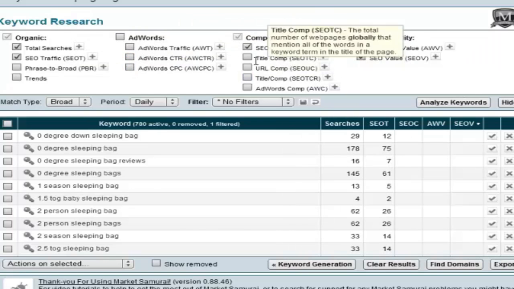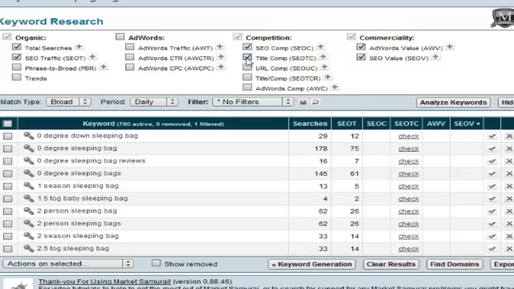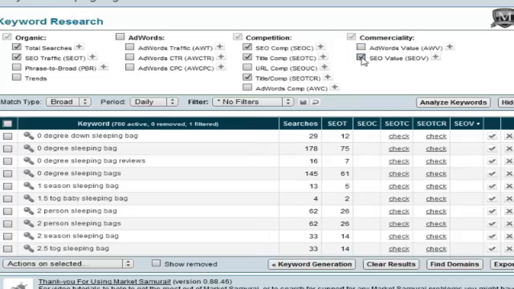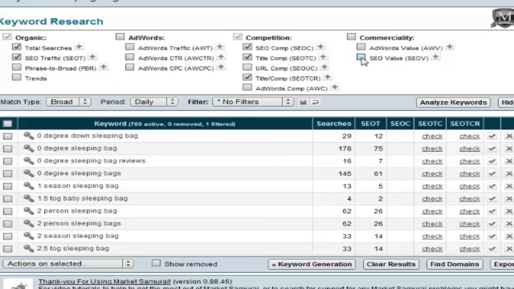But we do want the title competition because this will show which people are actually using that keyword in their title tag, which gives you a little better representation of how much competition it will be. And you can do the title to competition. It's just a ratio of those two. So again, if you get a low score there, it'll give you a good idea that there's weak competition. I don't really need any commercial intent, anything like that.